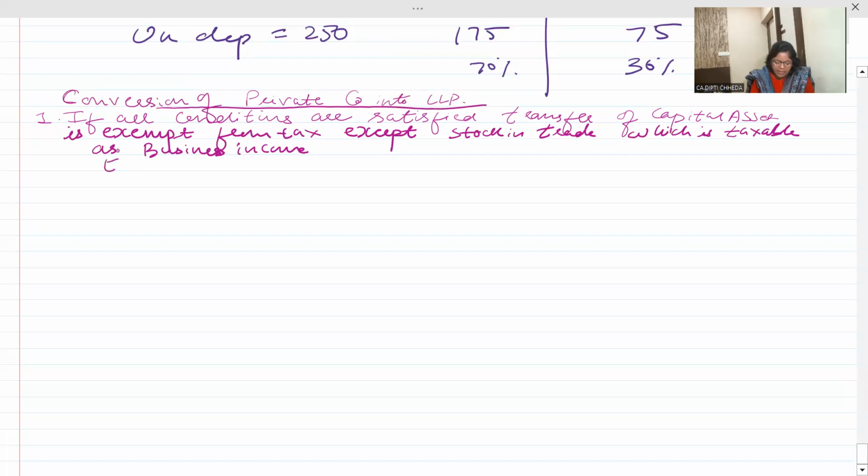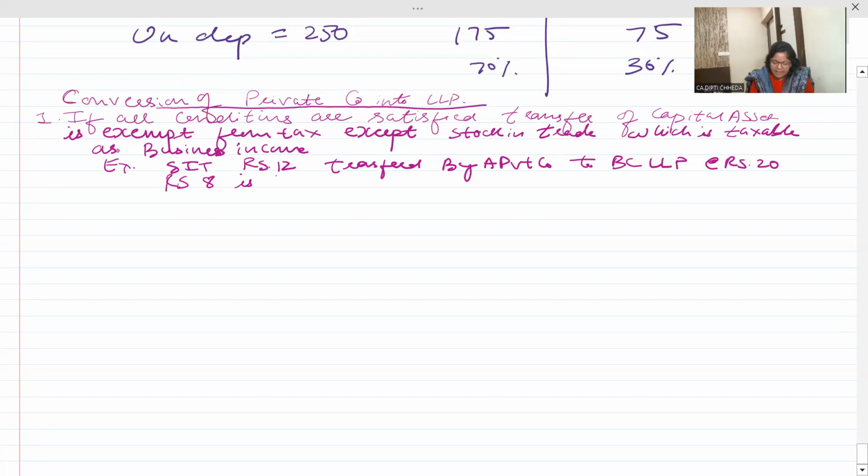Are you all following what you are writing? Example: stock in trade, rupees 12, transferred by a private company to BC LLP at rupees 20. Rupees 8 is the business income of the private company. Done? Is the example clear?